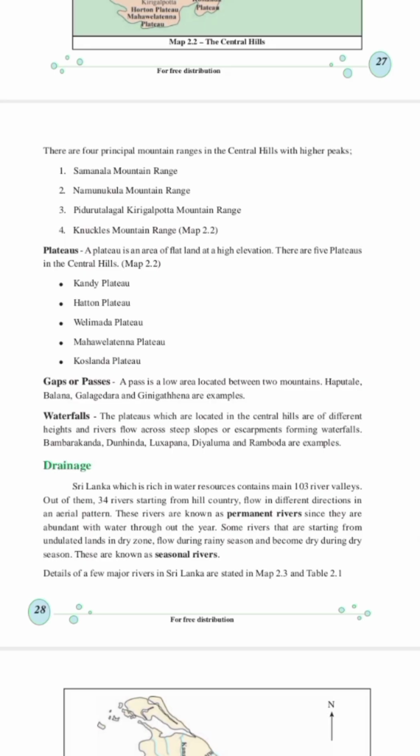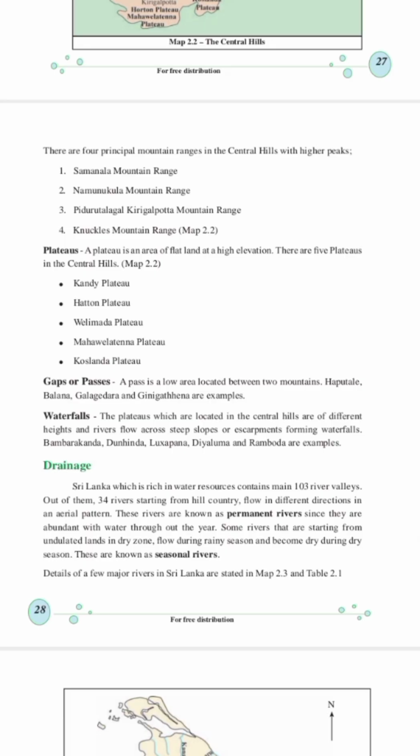Okay. Plateau. A plateau is an area of flat land at a high elevation. It's a flat land, not a slope. It's a flat land with a high elevation. We are calling it a plateau. Five plateaus in the central hills: Kandy, Hatton, Valimada, Mahavalat, and Kosland.